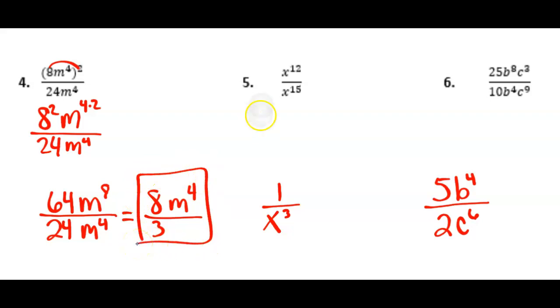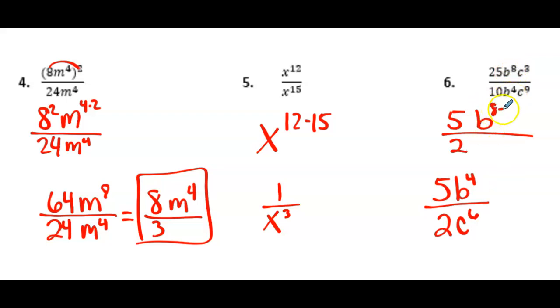What do I get here? Well, I've got to subtract 12 minus 15. And 12 minus 15 is negative 3. So I've got to put it in the bottom. What did I do here? Well, I simplified my number to get my 5 halves. Subtract your b's. What do you get? 8 minus 4 is 4.